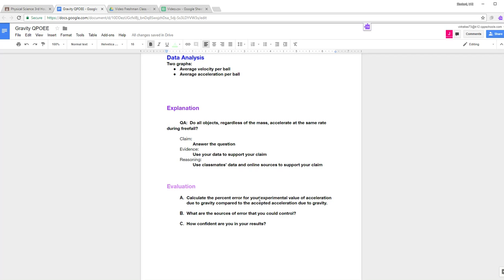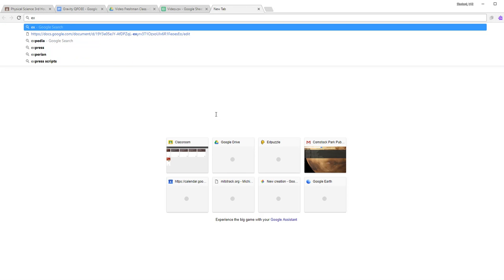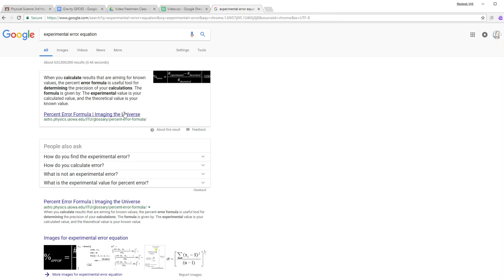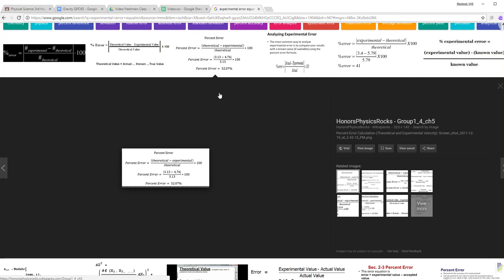Here we wanted you to calculate percent error for your experiment due to gravity compared to the accepted acceleration. We talked about this in class, and very simply put, sometimes you've got to find it, experimental error. Well, let's see. And we want the equation. And many times if you go to images, you can find it here. And this one right here is a pretty good one. So it's theoretical, as we know, for acceleration due to gravity is 9.81 minus whatever you got, divided by theoretical, times 100. Very easily done there. We discussed this in class. In fact, I gave you the formula, but you can find a lot of this stuff online on your own.